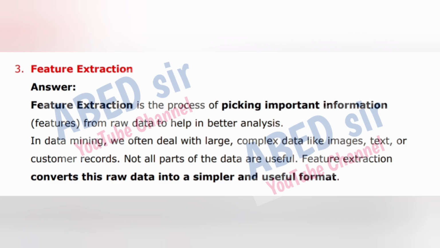Feature extraction. Answer. Feature extraction is the process of picking important information, features, from raw data to help in better analysis. In data mining, we often deal with large, complex data like images, text, or customer records. Not all parts of the data are useful. Feature extraction converts this raw data into a simpler and useful format.